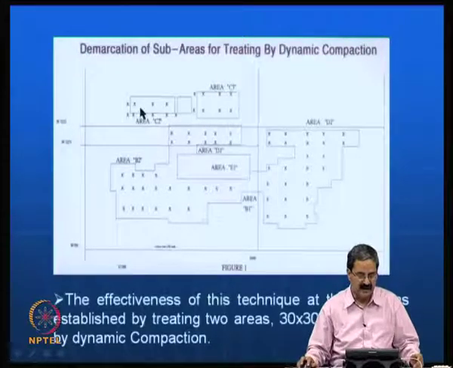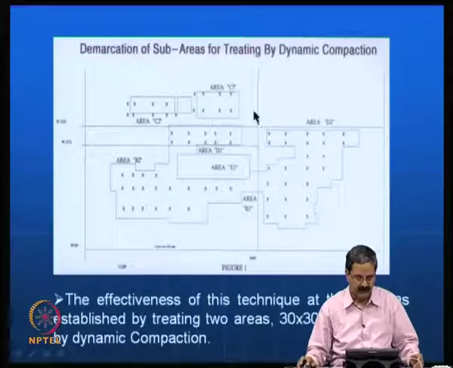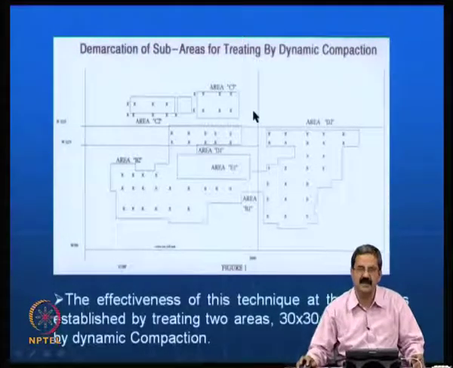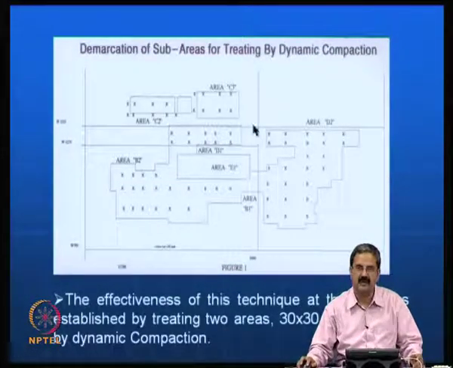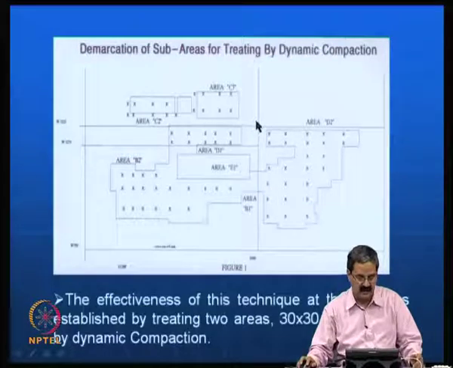These are all the areas that they have identified in the site. It has a big area which has been marked here, A, B, C, E, D, all that. And the first thing they did was a trial in areas of 30 by 30 meters using dynamic compaction.